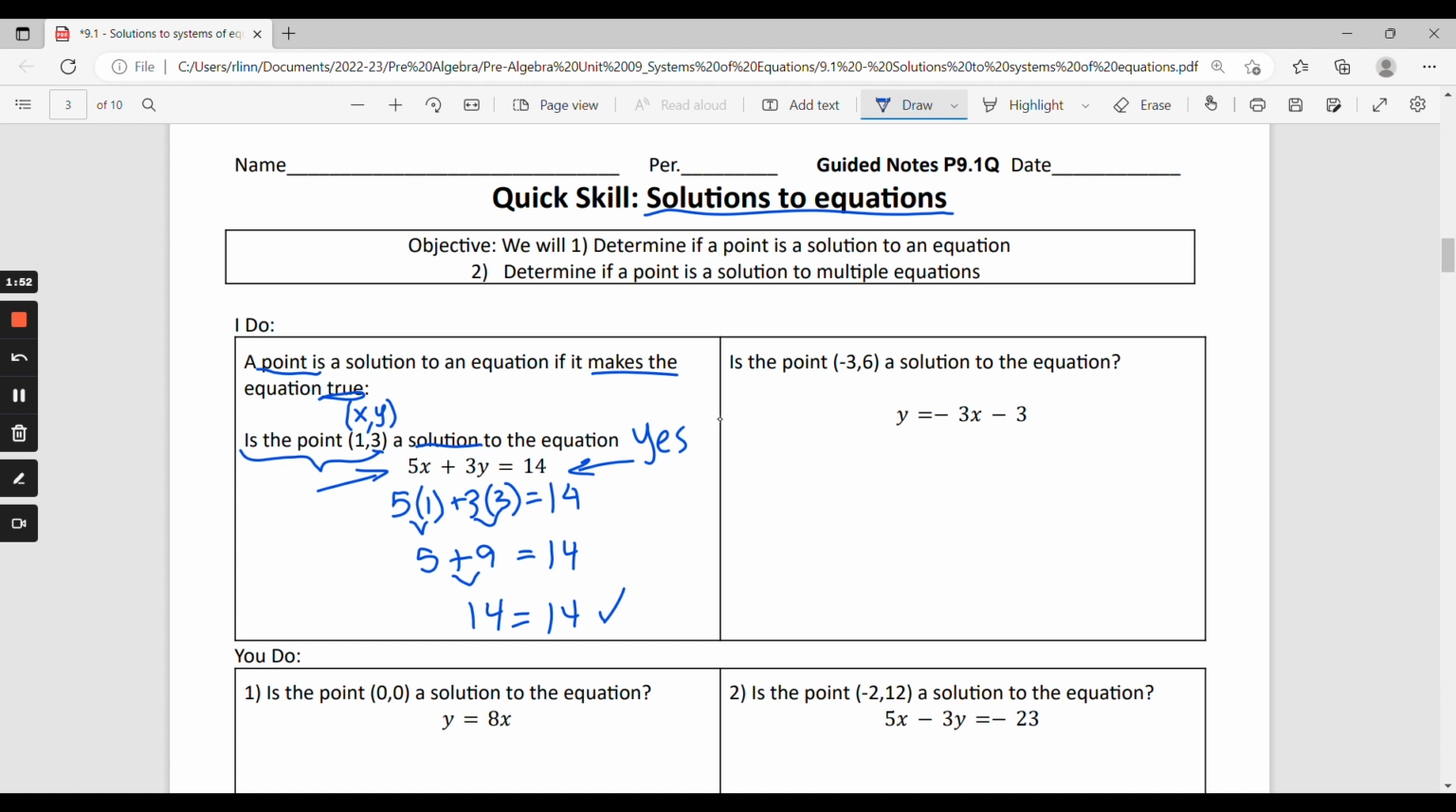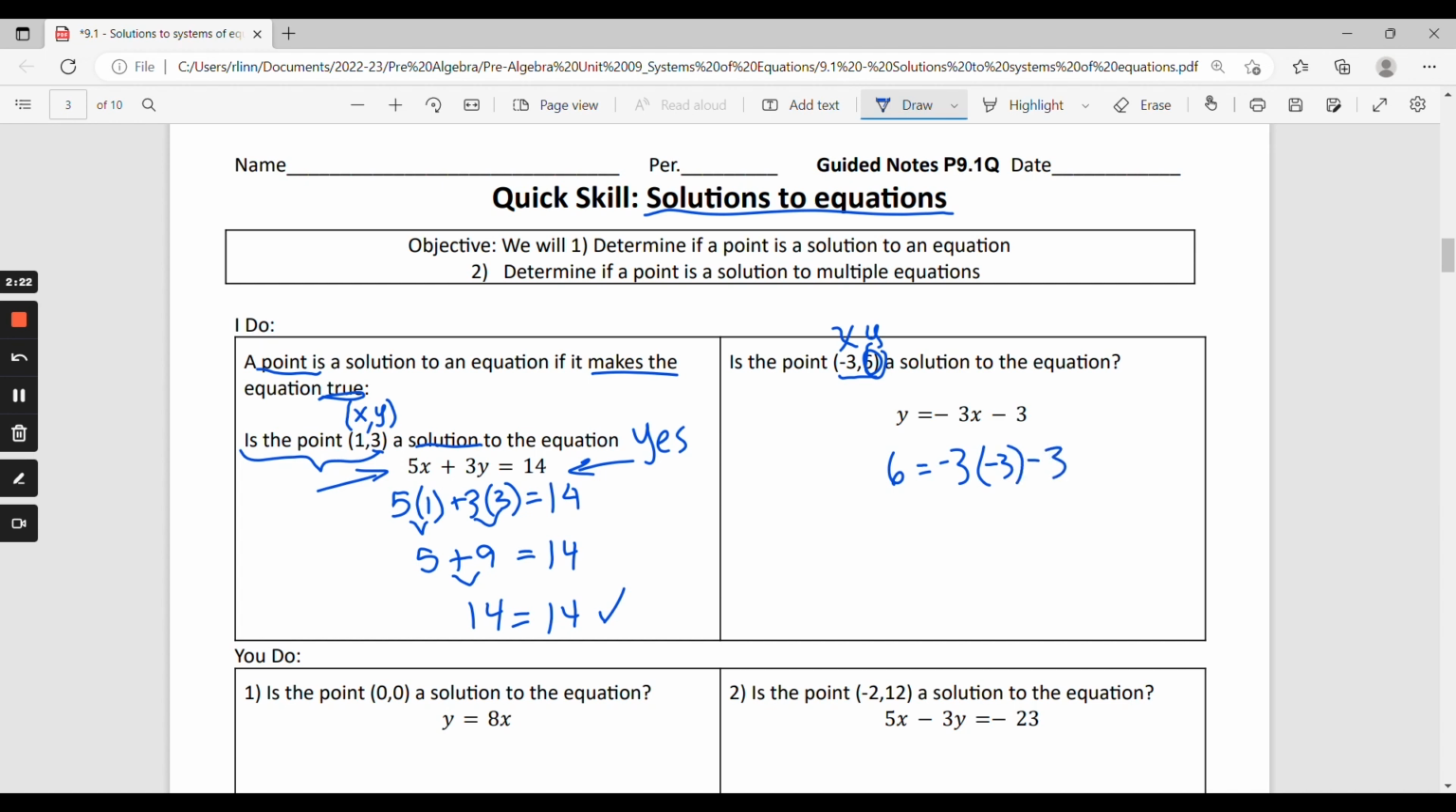Now let's go ahead and look at our second one. On our second problem, we need to find out, is the point (-3, 6) a solution to the equation? Once again, I'm going to use my ordered pair, my x and y coordinate, in order to substitute in here. In place of my y, I can see that I've got my 6 here. So we've got 6 equals -3 times my x value, which is -3, minus 3.